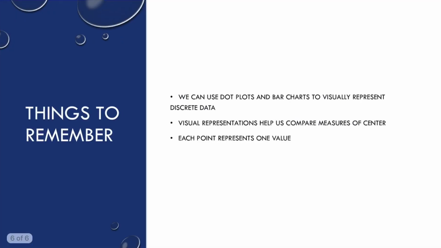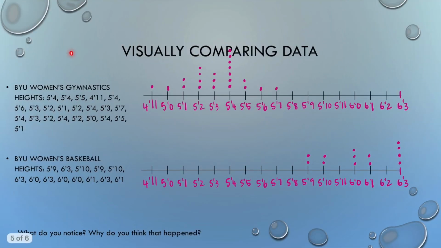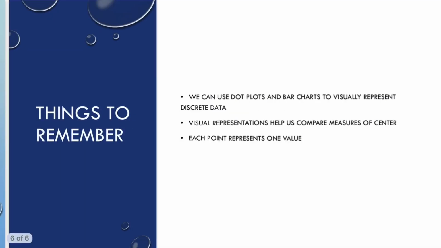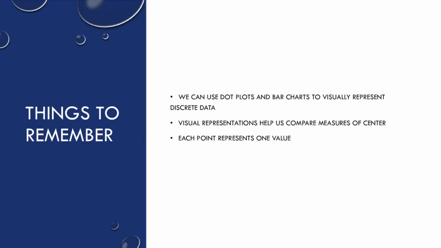So some things to remember is that we can use dot plots and bar charts to visually represent discrete data. And I say discrete because this is actually not categorical data. This is quantitative. Because they all are numbers, but they were all discrete. There wasn't any overlap. In this particular data set, they didn't say 4'11" and 3/4. They just said 4'11". So we could use it as discrete data. If it was continuous data, then it would be something different, and I'll go over that in another video.